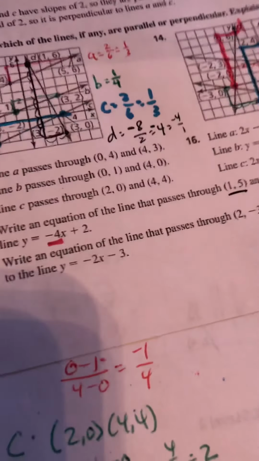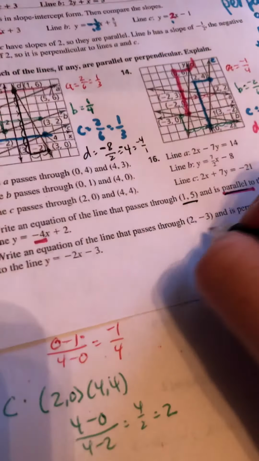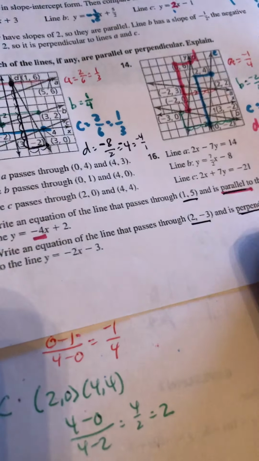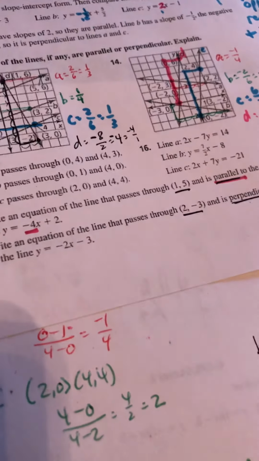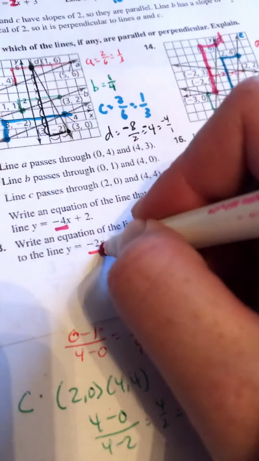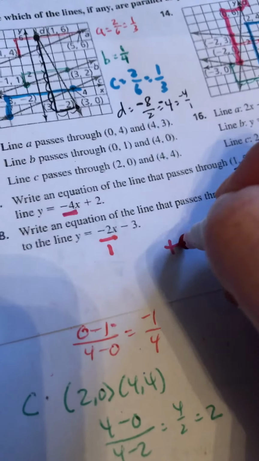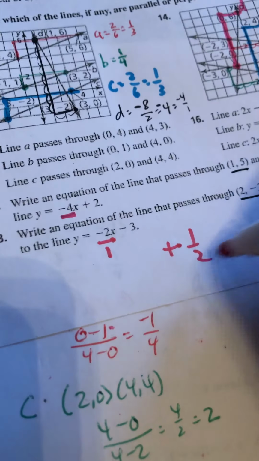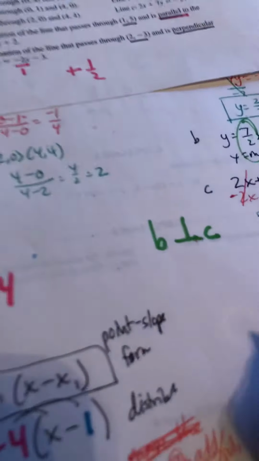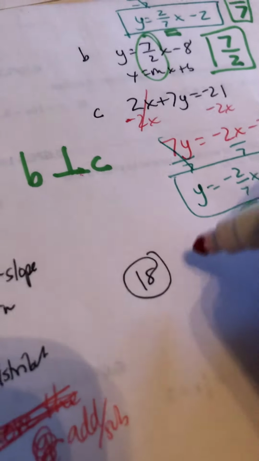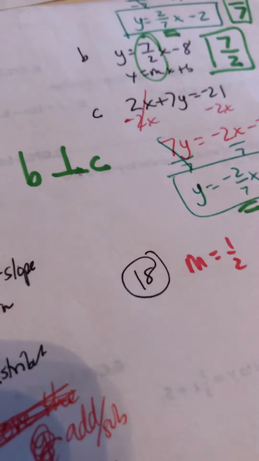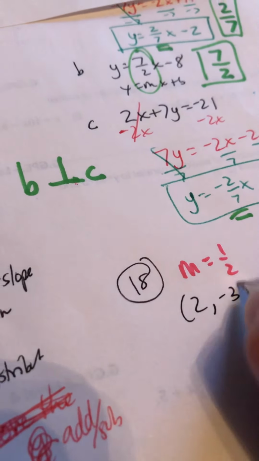Okay, here we are with this one. So again, it tells me a point, but this time it says perpendicular, and we know perpendicular means opposite and reciprocal. So since they gave me a negative 2, technically over 1, instead of a negative, I want a positive. Instead of 2 over 1, I want 1 over 2. So here we are with the same thing here. We've got our slope is 1/2, and we have this point, 2, negative 3.